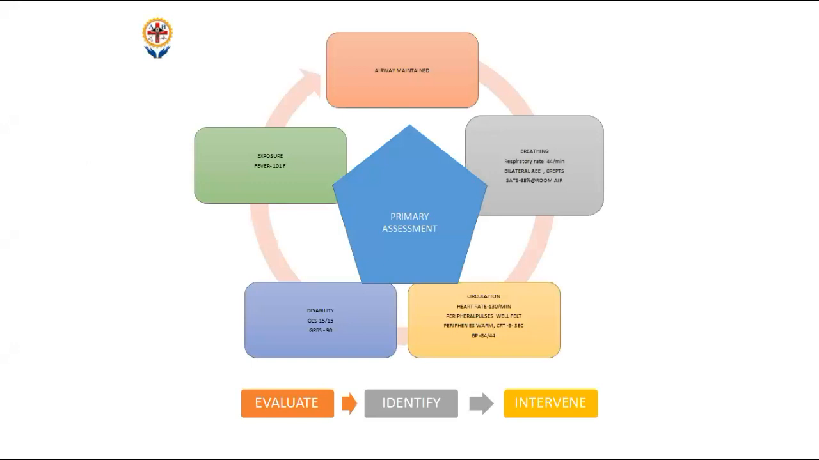On primary assessment, the airway is maintained. Breathing, there is tachypnea with bilateral occasional crepts, but the child is maintaining saturations more than 98% on room air. Circulation-wise, normal except for tachycardia, which we can attribute to fever of 101. GCS is normal, and the GRBS is also normal. So what intervention do you want to do here?